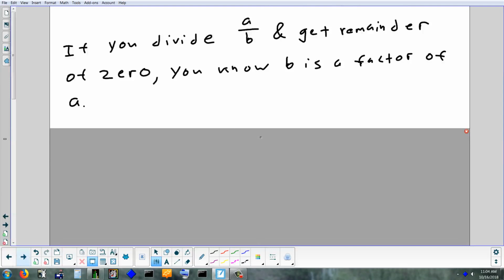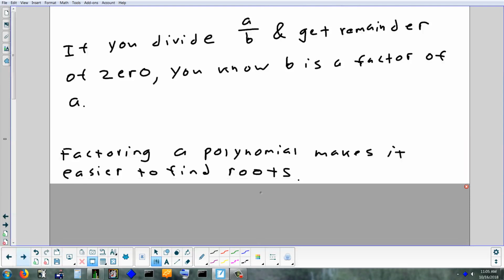That I just said to you, if you want to write down what I said again, you can: if you divide two numbers and get a remainder of 0, then what you divided by is a factor. Okay, just said that.